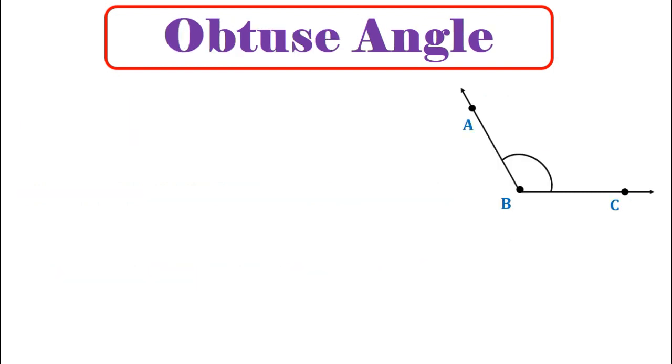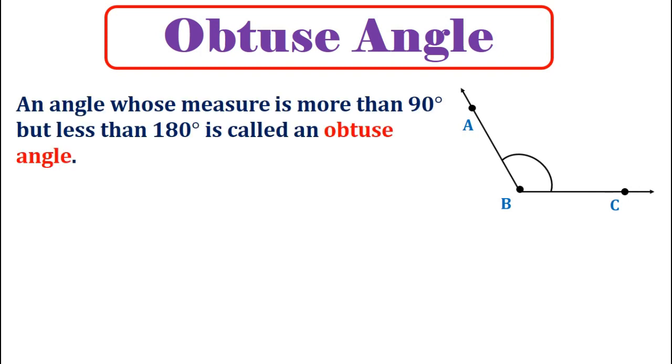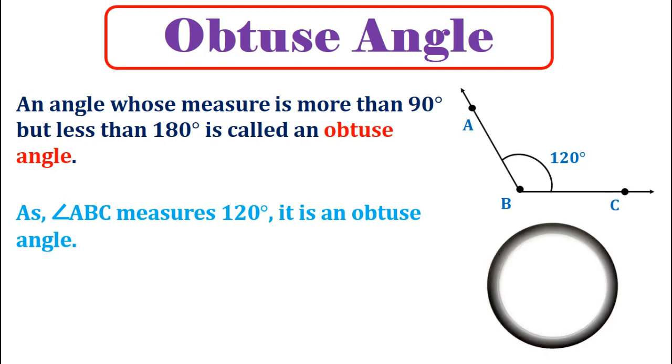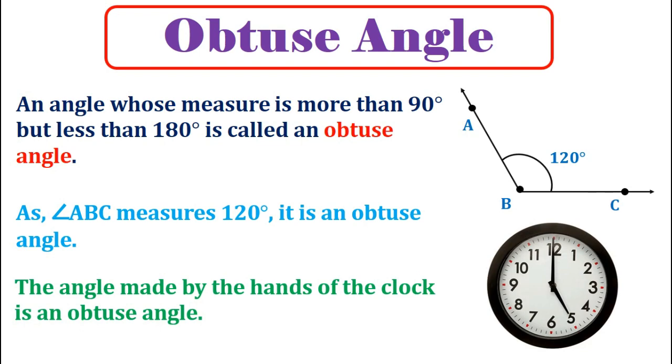Next, we need to understand what is an obtuse angle. An angle whose measure is more than 90° but less than 180° is called an obtuse angle. In the beside figure, we have angle ABC and this angle measures 120°. Since 120° is more than 90° but less than 180°, therefore angle ABC is an obtuse angle. The two arms of this clock shown here represent an obtuse angle.